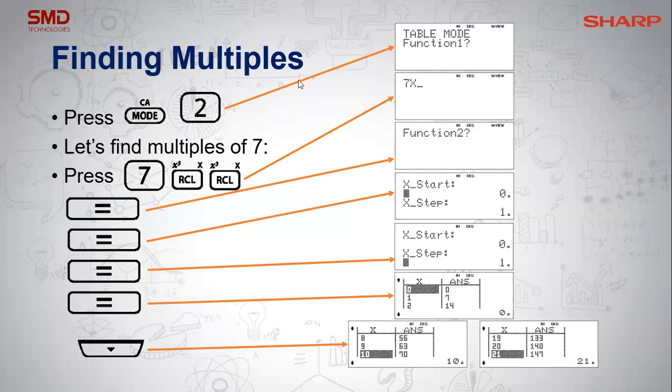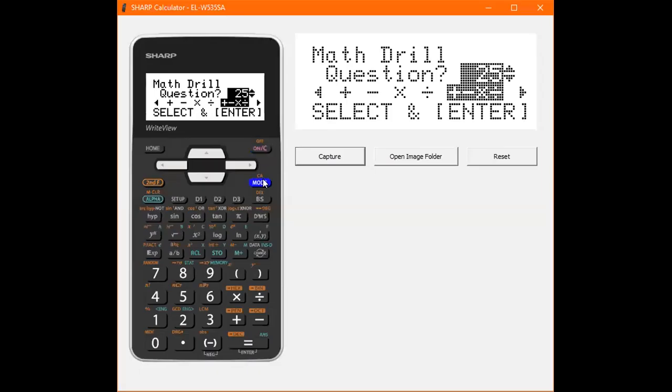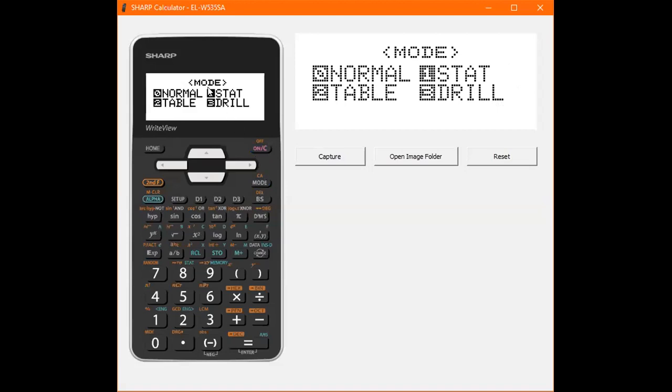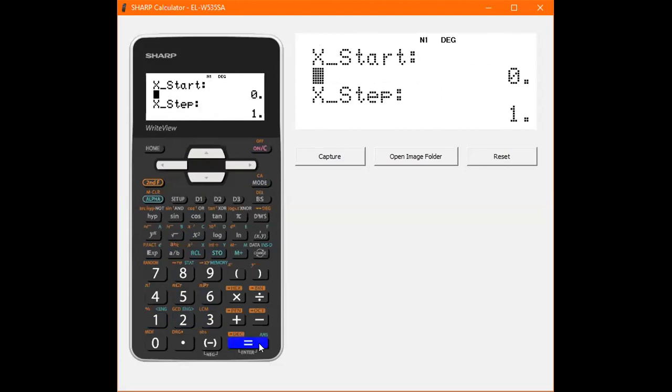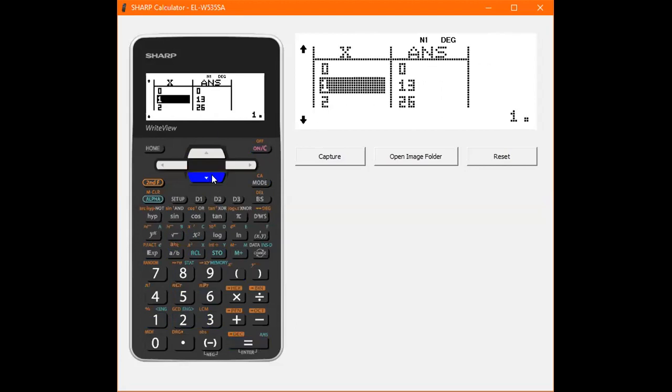Okay, so I wanted to show you a really nice way if you're struggling to find the multiples of something. So let's say we're going to find the multiples of 13. On your calculator, we're just going to choose 2 from mode, and then we're going to find the multiples of 13 by typing in 13, pressing our RCL button twice and saying equals, and then equals, equals, equals, and here are all of our multiples. So we've got 13, 26, 39, 52, 65, 78, and so on.